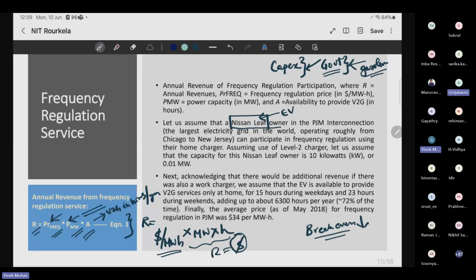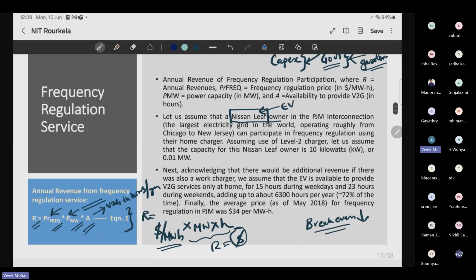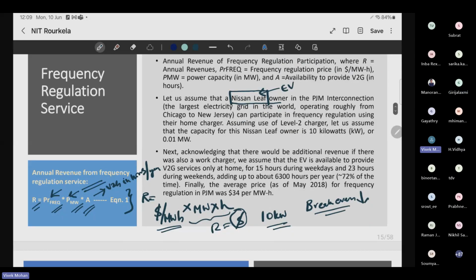Now, a Nissan Leaf normally has two types of chargers, it can be a level 2 charger or a level 1 charger. Now the capacity of the Nissan Leaf is 10 kilowatts. He can have some additional revenue if he is doing this activity from his office also. Normally, he does this from home, his house parking lot. But when he is going to office, he is involved in this particular frequency support activity in his office also, he can generate some additional revenue.